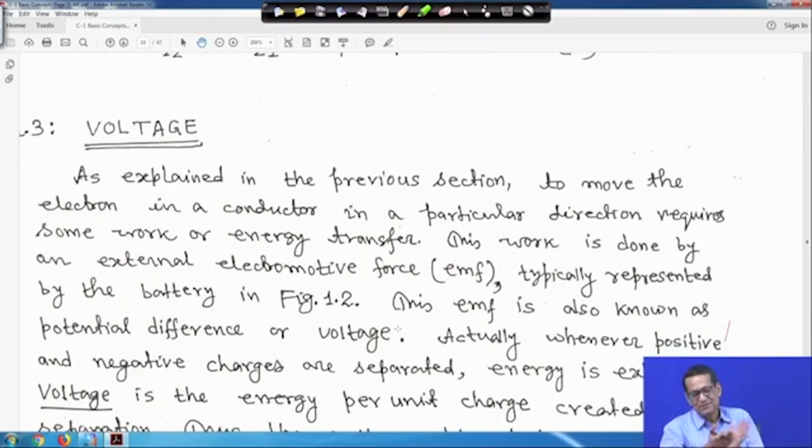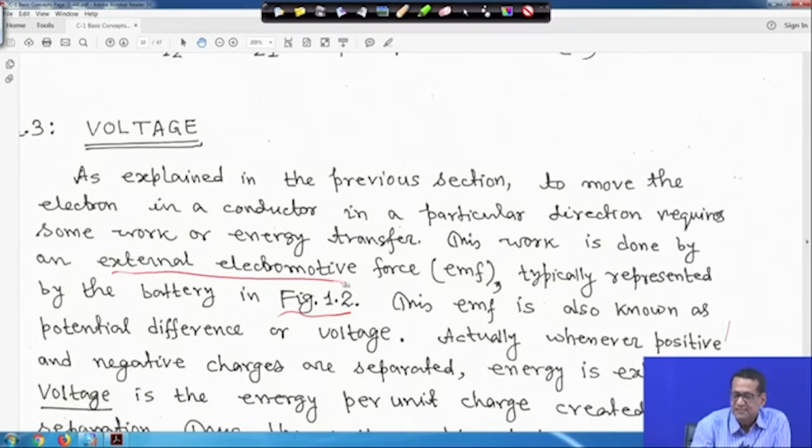As explained in the previous section, to move the electron in a conductor in a particular direction, it requires some work or energy transfer, right. This work is done by an external electromotive force, EMF, typically represented by the battery as shown in figure 1.2. So, this is your figure 1.2.